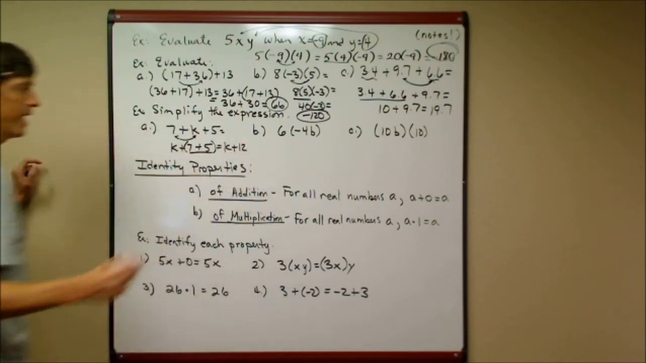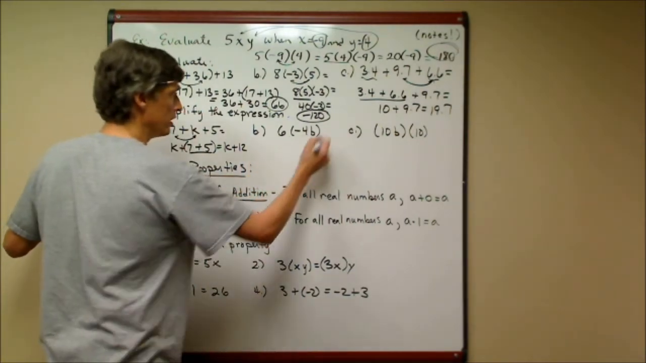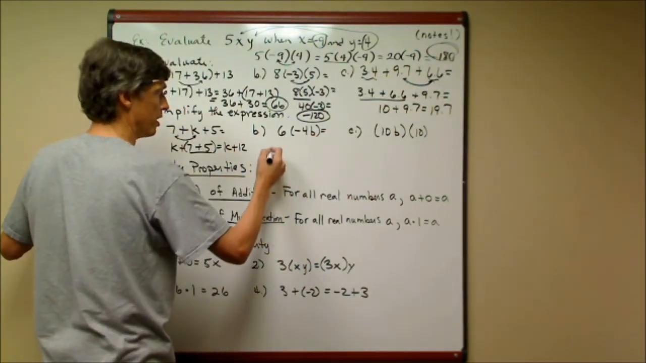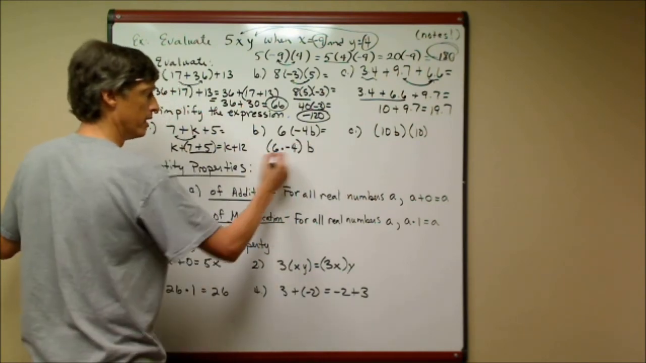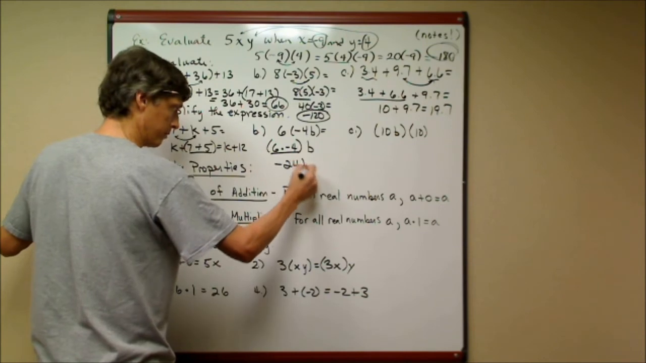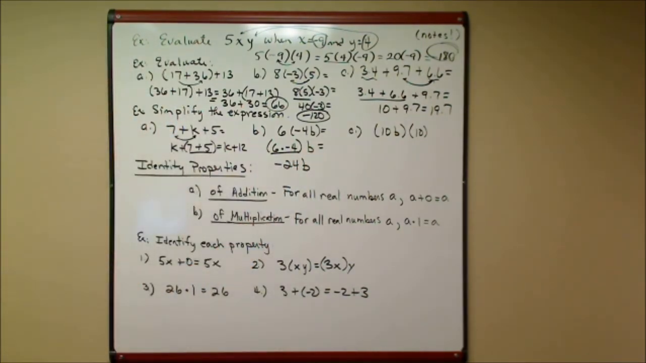Now I can't add a k and a 12 because they didn't give me a value to substitute in for k, and k is a variable, not a number, until they give me a value I can plug in. Similarly, I'm going to use the associative property of multiplication here. I'm going to write this as 6 times -4, all that times b. That's -24 times b. Now again, I don't have a value to plug in for b, so that's as far as that one's going to go. I can't simplify it any more than that.